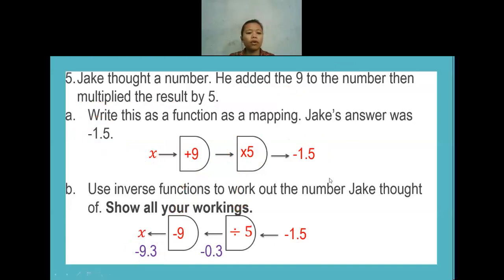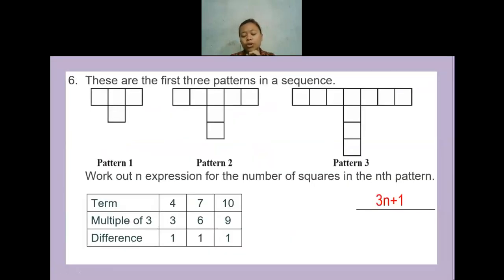For question 6 here, this is also the same as a position to term rule. So maybe this will also answer the question that you asked me before. This is the first three patterns of a sequence. Here, as you can see, there is pattern 1 until pattern 3. We have to work out the expression for the number of squares in the n pattern. Because it is the n pattern, it means we have to find the n term. To find the n term, you can start by finding the position to term rule first.